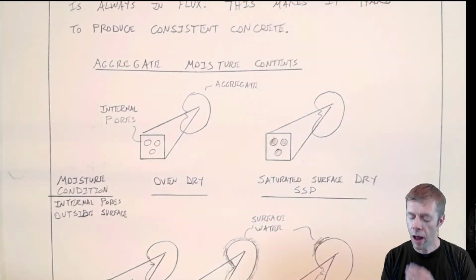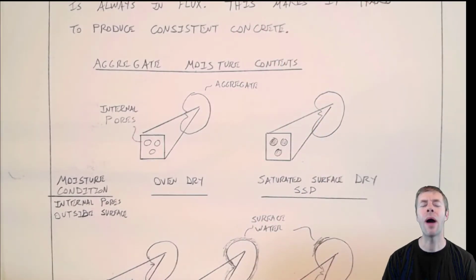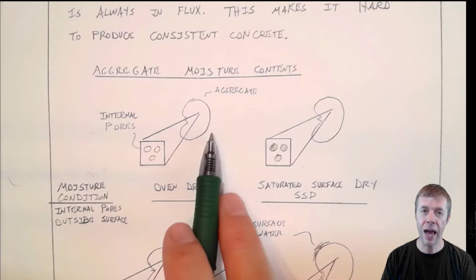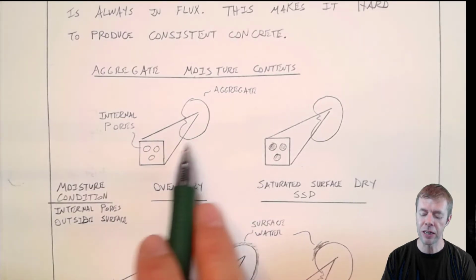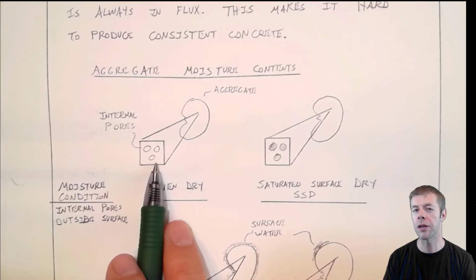So let's start out with two ideal, mythical situations. They don't happen except for in the lab or in our mind, okay? The first one is oven dry. Well, let me explain this picture first. This is an aggregate. It's supposed to be an aggregate. And this is supposed to be, if I could zoom way in and see what the inside pores look like, okay? That's what they look like.